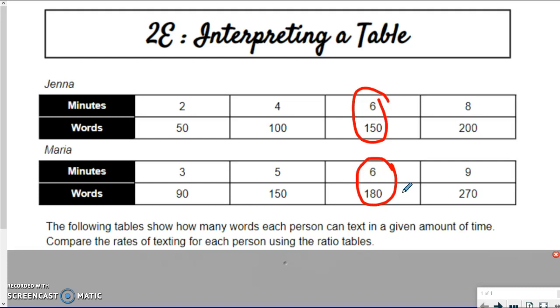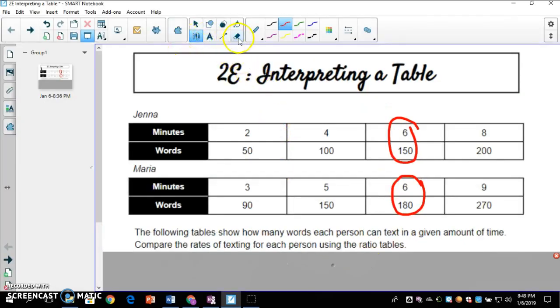This time, though, we're comparing based off of 6 minutes. So instead of finding what it was in 1 minute like we did originally, where we multiply by the same thing each time, we could just look at the information given to us already, find a time that's the same, and compare how many words, and see that Maria texts more words. So that's another way to explain how Maria texts more words than Jenna.